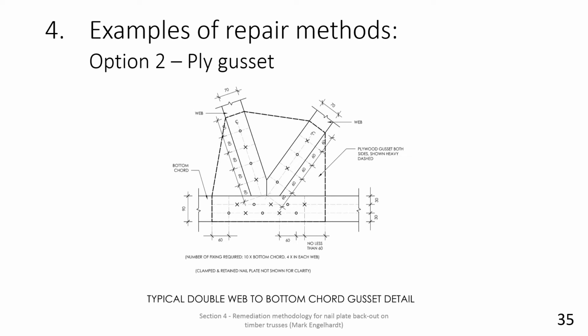Option 2 example, web to bottom chord typical plywood gusset detail designed by an engineer and installed by a carpenter using the same method and materials previously mentioned. The plywood gusset is curtailed for cosmetic purposes only.